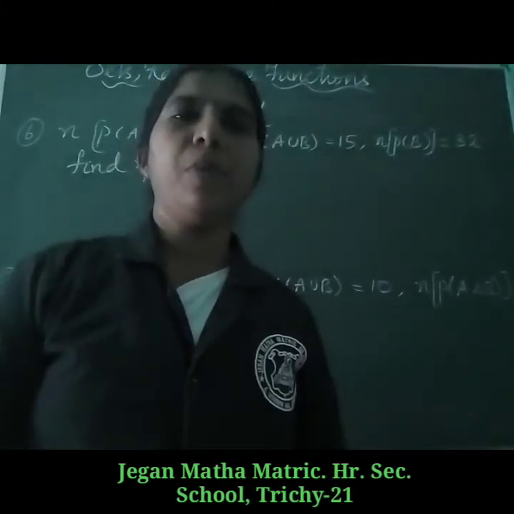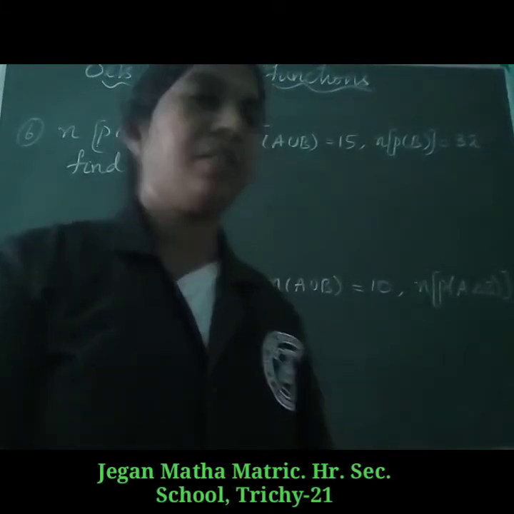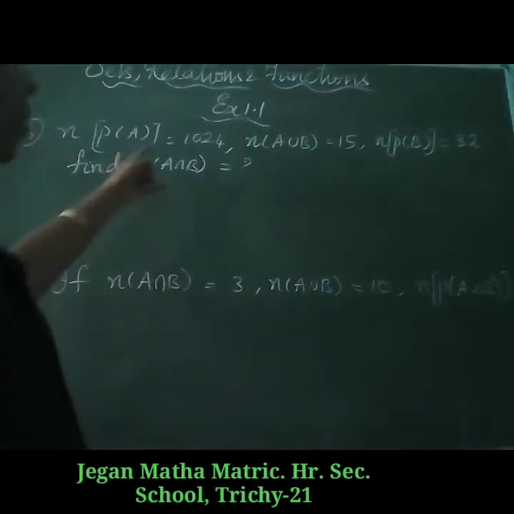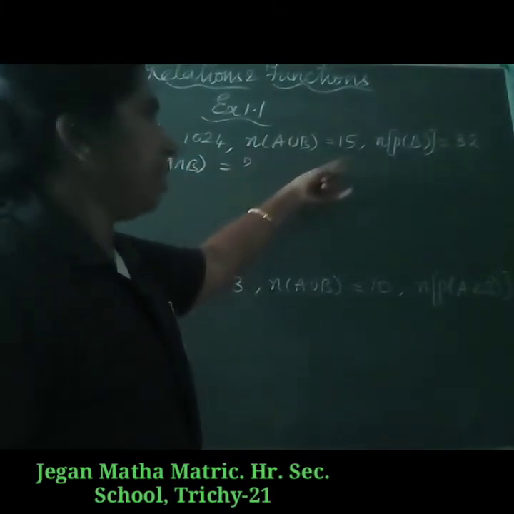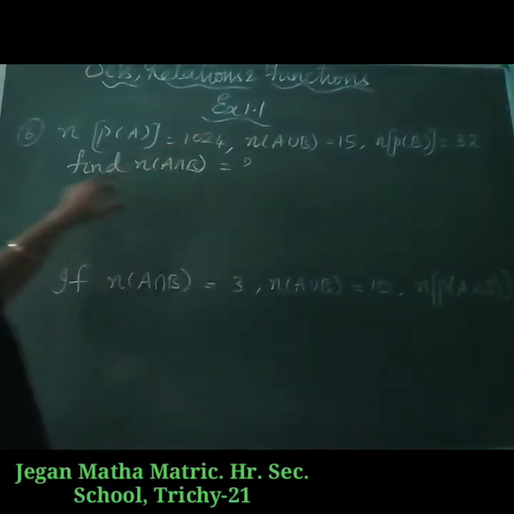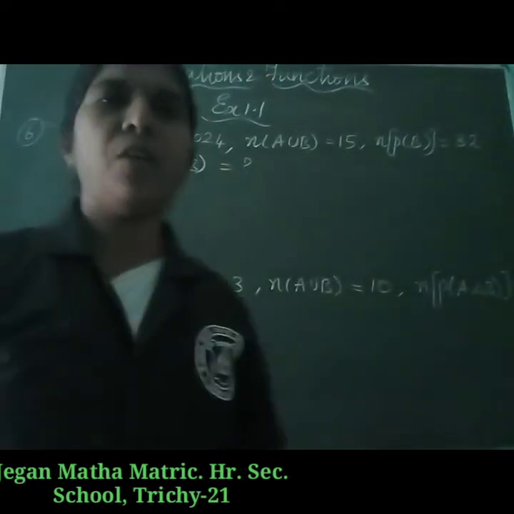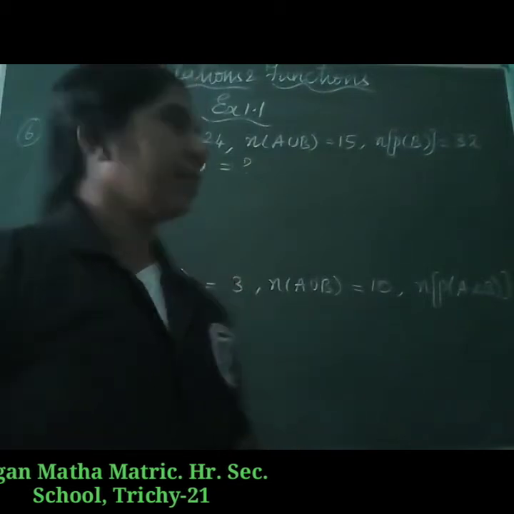Now exercise 1.1, question number 6. n(P(A)) is given as 1024. n(A union B) is 15. n(P(B)) is equal to 32. With that, we have to find out the value of n(A intersection B).